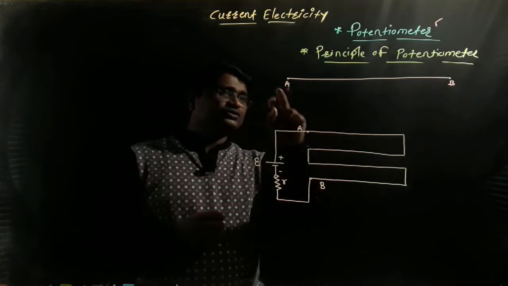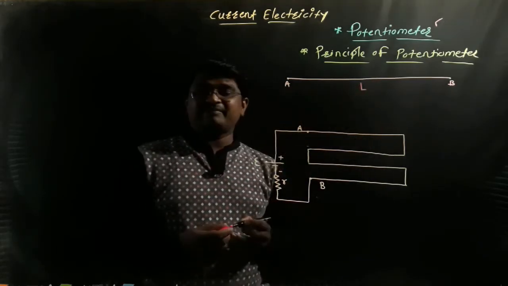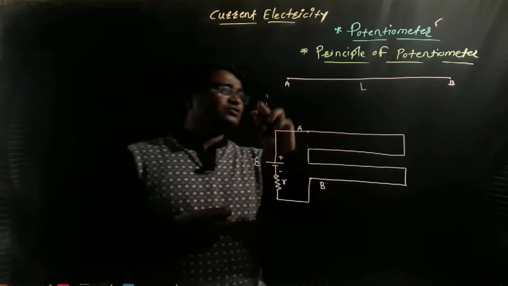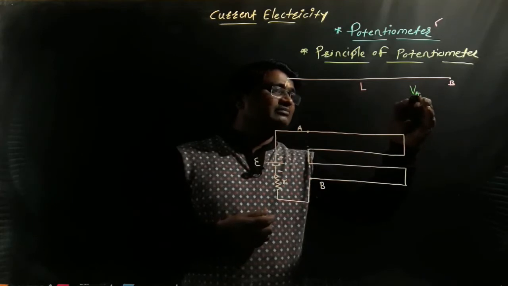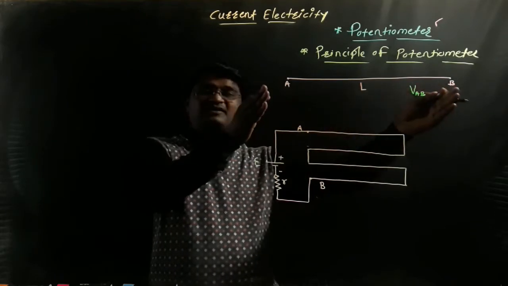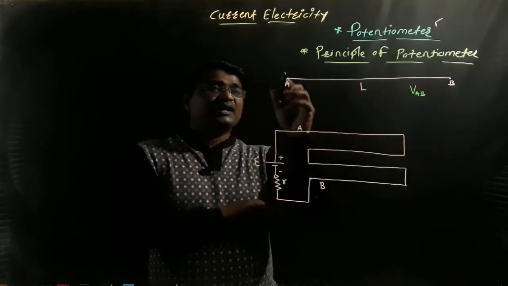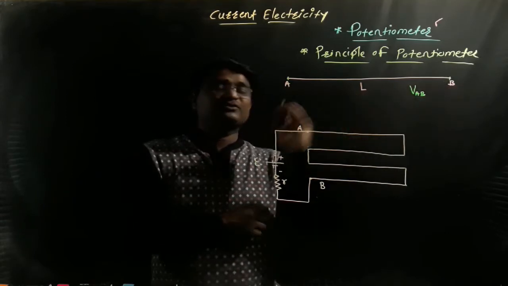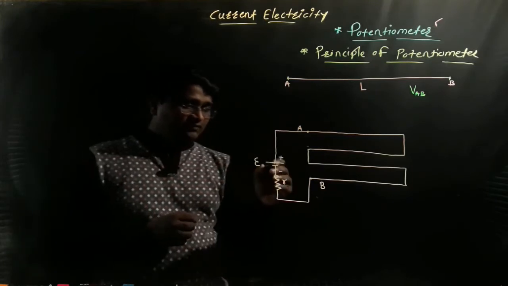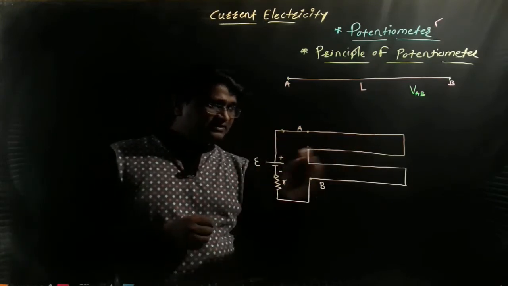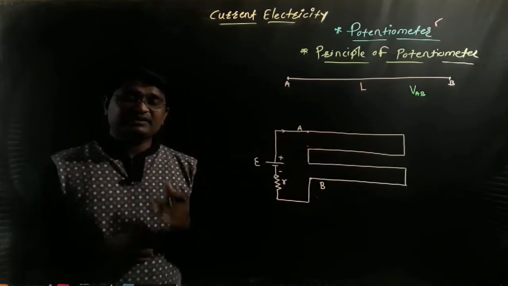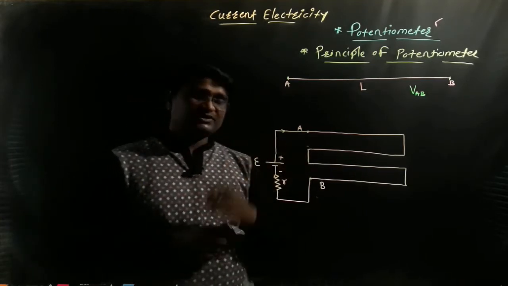Imagine that the total wire AB has length denoted by capital L. Capital L is the length of the potentiometer wire, and VAB is the potential difference across the wire AB. First of all, we find out the electric current passing through the wire AB using this given circuit.